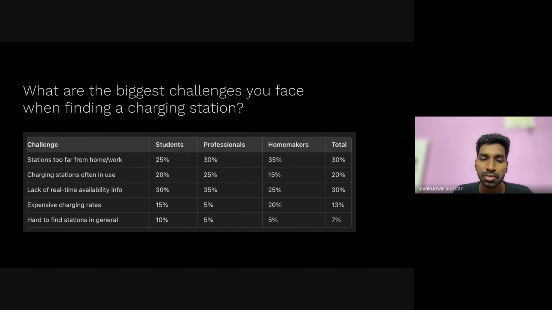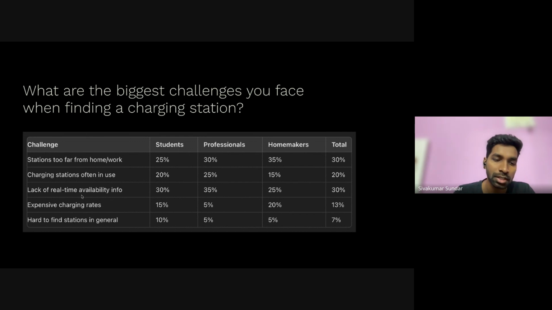And then expensive charging rates. Today in India we don't have a proper analysis of what you're being charged. Different companies, for example Ola and Ather, gave charging for free until last September, I'm not very sure, and then they started charging. Different companies charge differently. There's no standard pricing today.